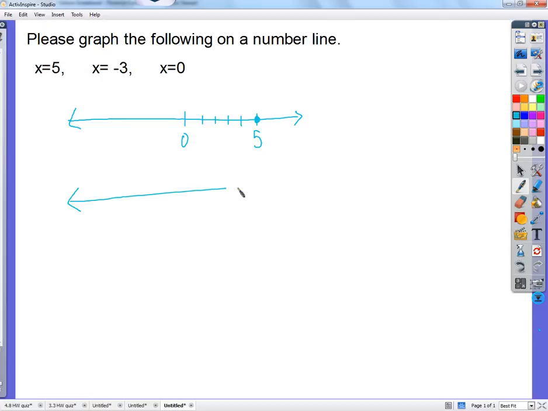Alright, let's make another number line for x is negative 3. How are we gonna do that? Put a zero. Put a zero over here? Yeah, sure, just to make a point, why not? Of course you could. And then how do we do it? Three to the left. Negative three. Yeah, and we put a point right there.